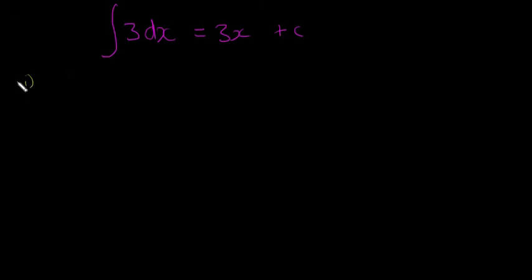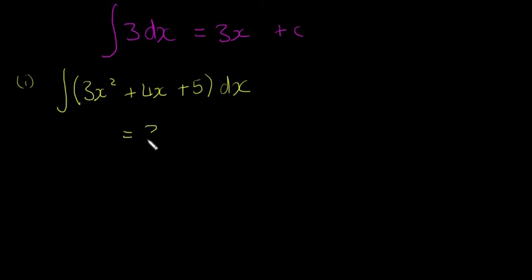So I'll say example 1, you have to integrate 3x squared plus 4x plus 5 dx. That's going to be equal to 3 multiplied by x to the 2 plus 1 all over 2 plus 1. Once you get quick, you're going to be able to see that that 2 plus 1 is going to go to 3, and the bottom is going to go to 3.